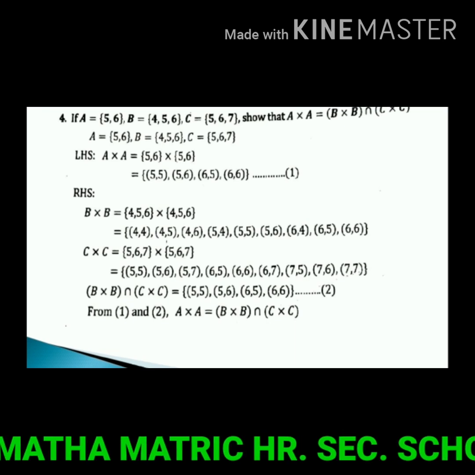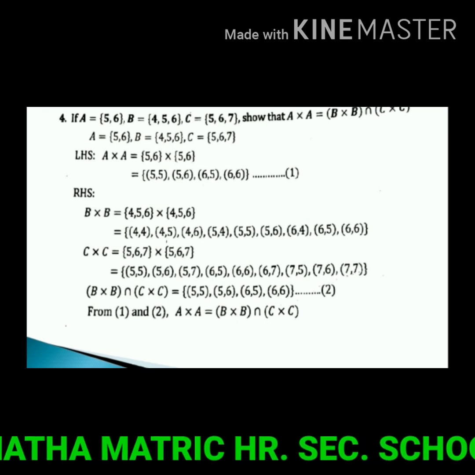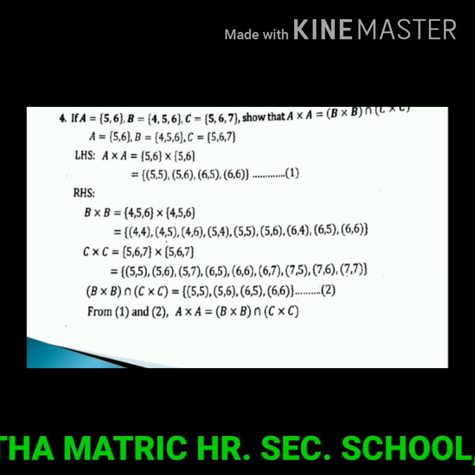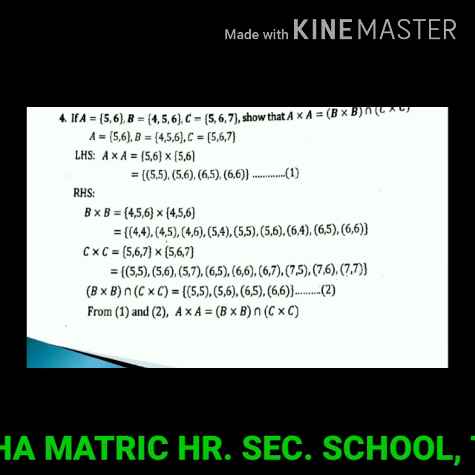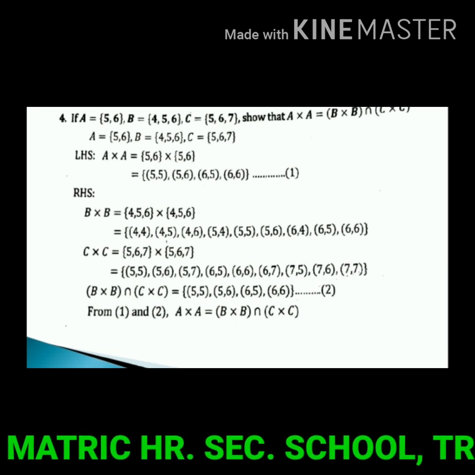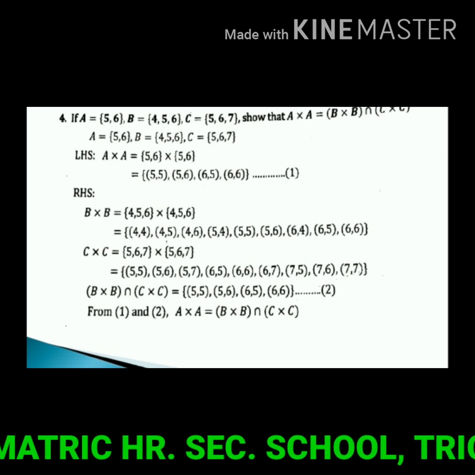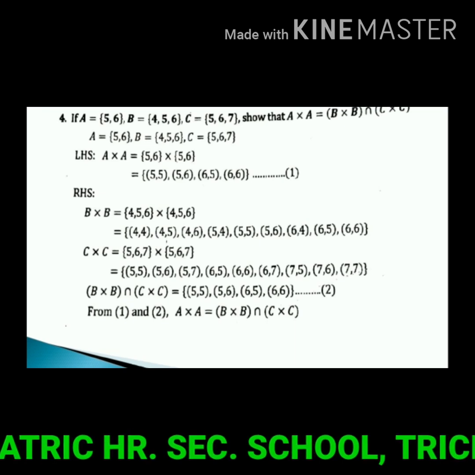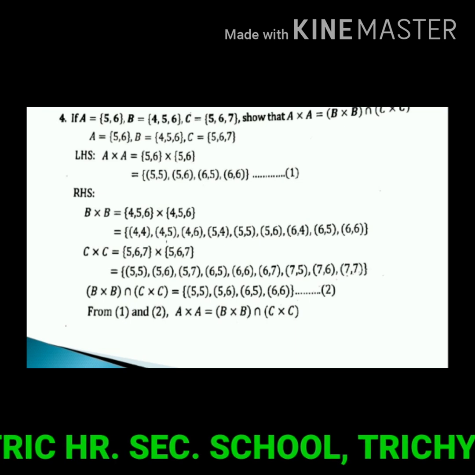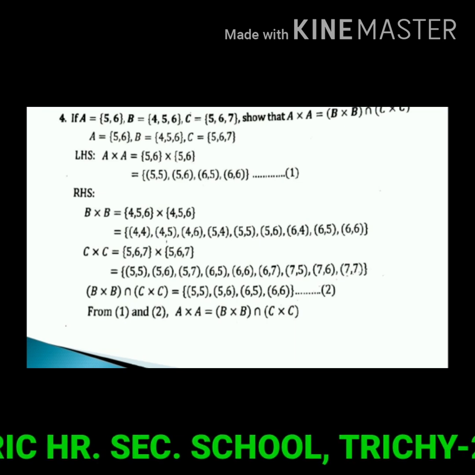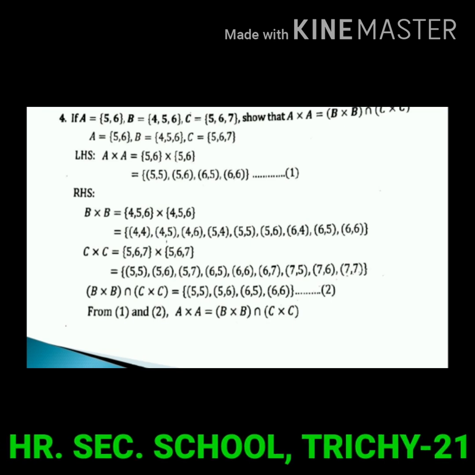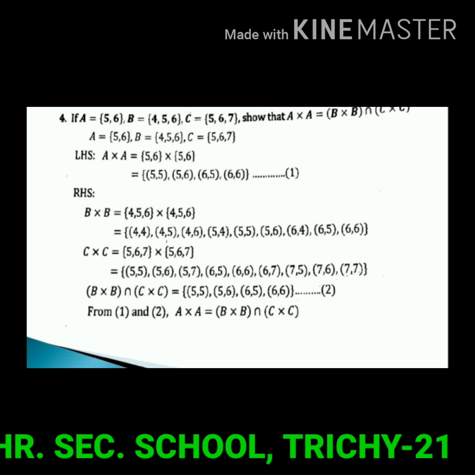{5, 6} cross {5, 6}: we have the set of ordered pairs (5, 5), (5, 6), (6, 5), (6, 6). In the right hand side, B cross B, the B set is mapped with the B set. So we have the ordered pairs (4, 4), (4, 5), (4, 6), (5, 4), (5, 5), (5, 6), (6, 4), (6, 5), (6, 6). Then C cross C, the C set mapped with the C set.